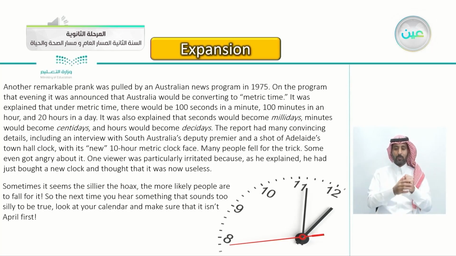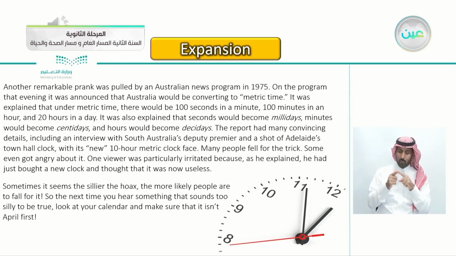The report had many convincing details, including an interview with South Australia's Deputy Premier and a shot of Adelaide's Town Hall clock, with its new 10-hour metric clock face. Many people fell for the trick. Some even got angry about it.